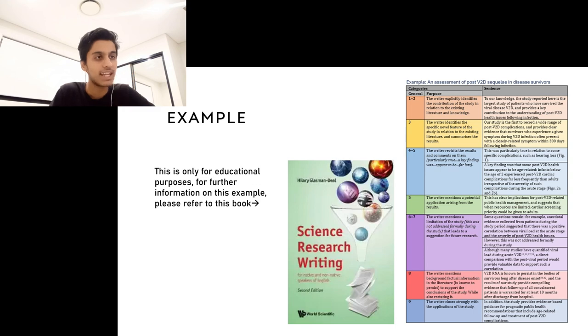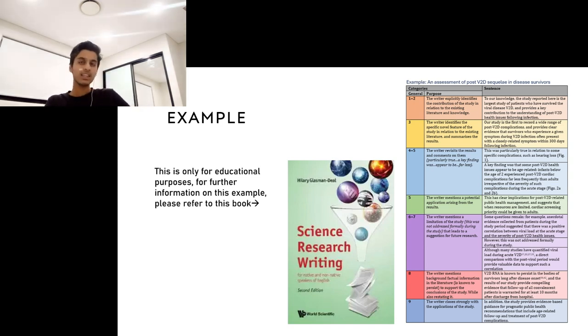"V2D RNA is known to persist in the bodies of survivors long after the disease onset, and the results of our study provide compelling evidence that follow-up of all convalescent patients is warranted for at least 10 months after discharge from hospital." And then you want to end on a positive note, as I said before. The writer closes strongly with the application of the study. "In addition, the study provides evidence-based guidance for blah, blah, blah, blah."